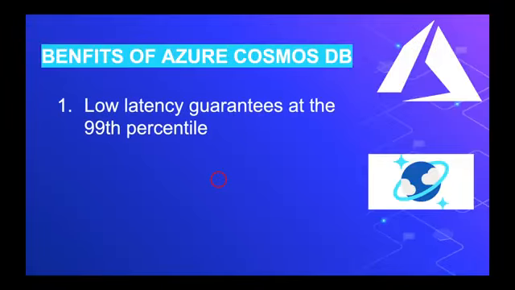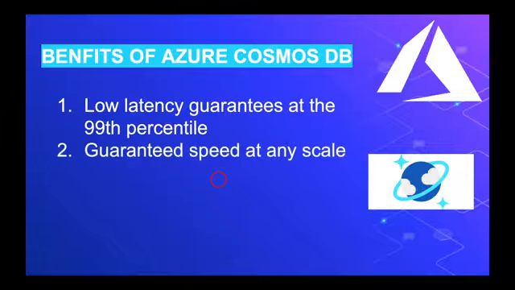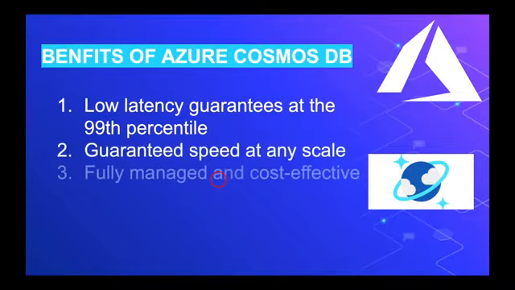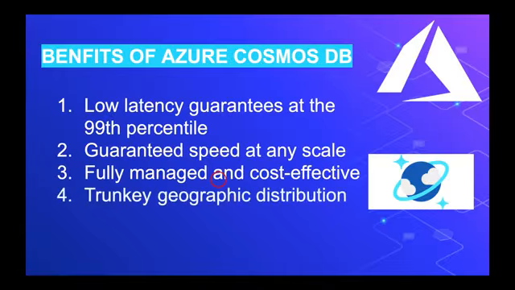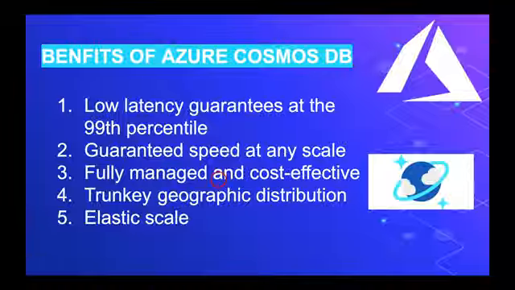What are the benefits of Azure Cosmos DB? Low latency guarantees at the 99th percentile. Okay, guaranteed speed at any scale, and fully managed and cost effective. Turnkey geographic distribution, that is nothing but transparent multi-region distribution, and elastic scale. So from thousands to hundreds of thousands of requests per second will be handled. Okay, that is elastic scale.